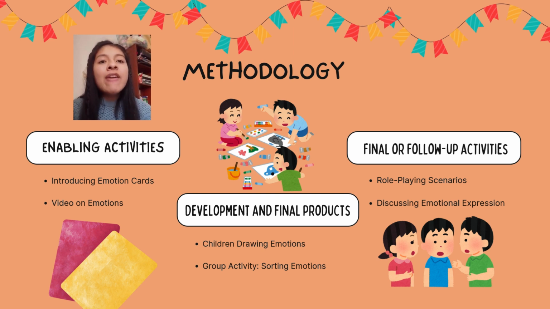In the section 3, final or follow up activities, role playing scenarios. Children take a turn acting out emotions such as happiness, fear, sadness based on simple scenarios like finding a toy or dropping a snack. The class guesses the emotion and explains their reasoning. For example, I think you were happy because you were smiling and calm. This activity enhances observation of emotional expression, body language, and tone of voice.